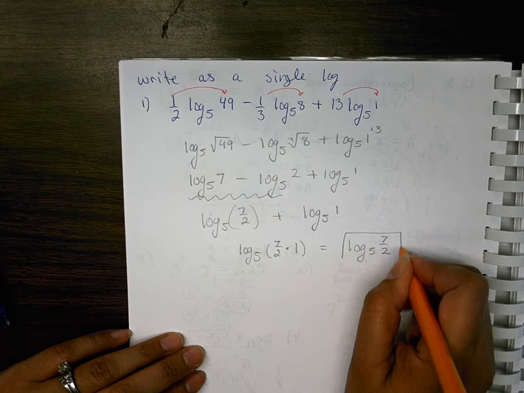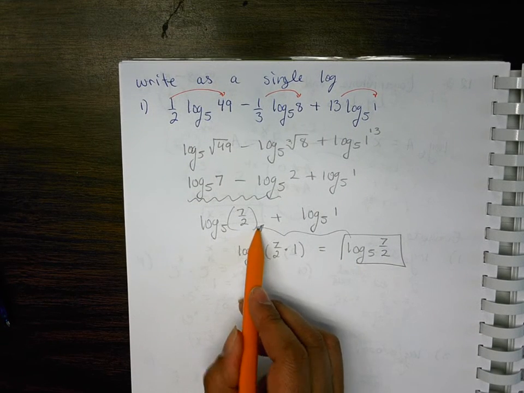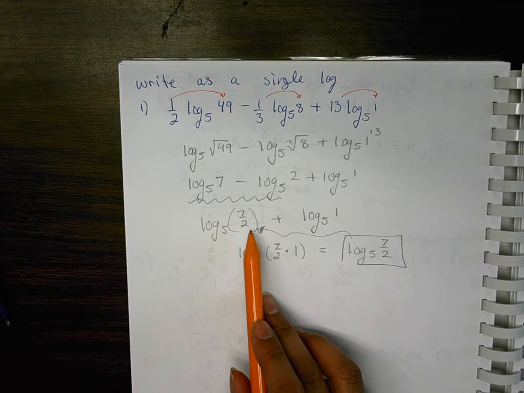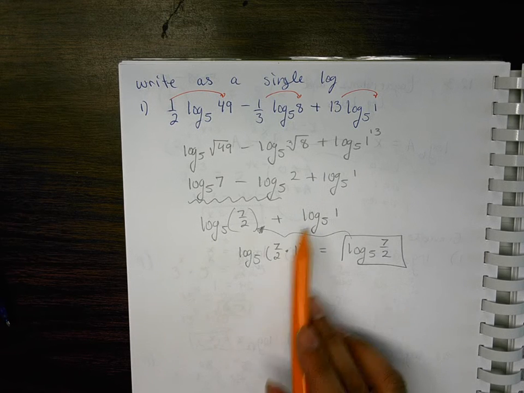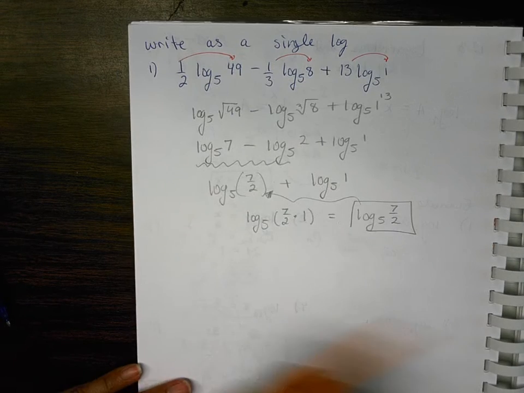Is this the same thing I had right here? Did this plus log base 5 of 1 really change anything? No, it didn't. Think about why. What is log base 5 of 1? What is it? 0. So if I'm adding 0 to a number, should it change anything? No. Does it make sense? All right. Questions? All right.